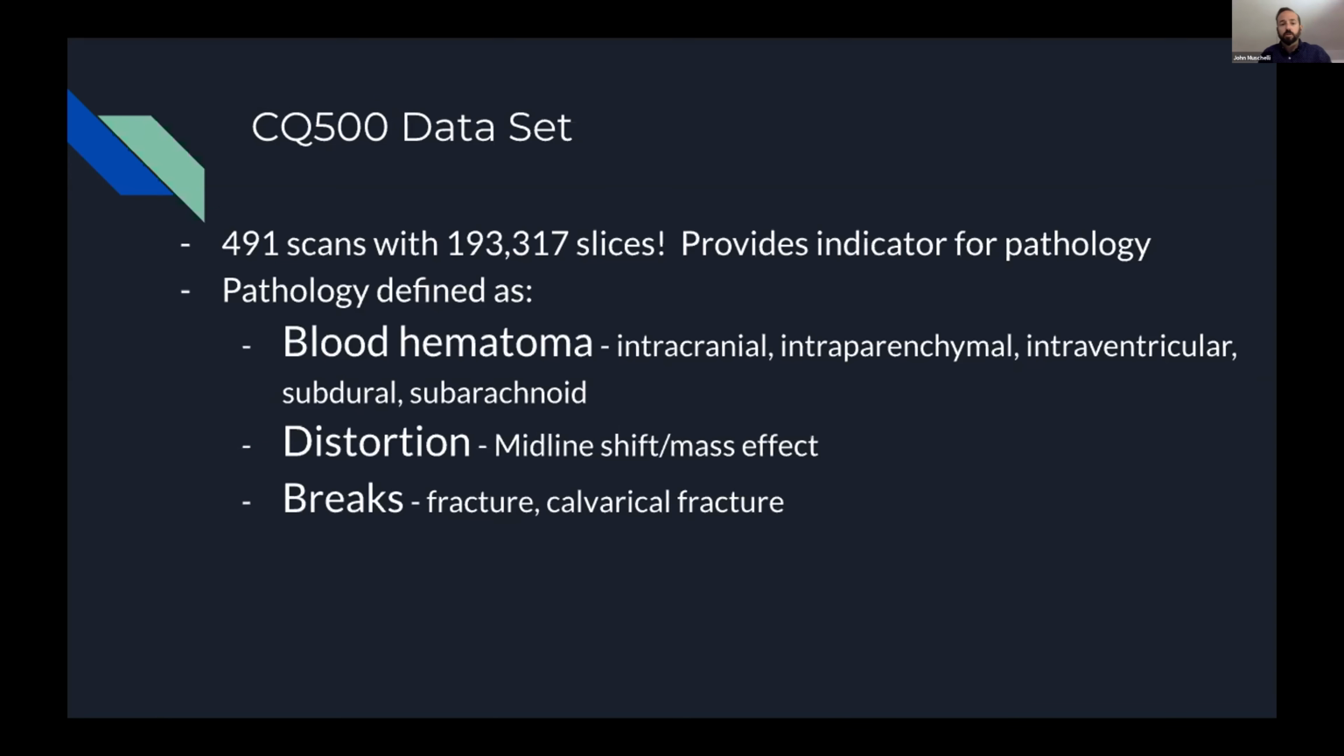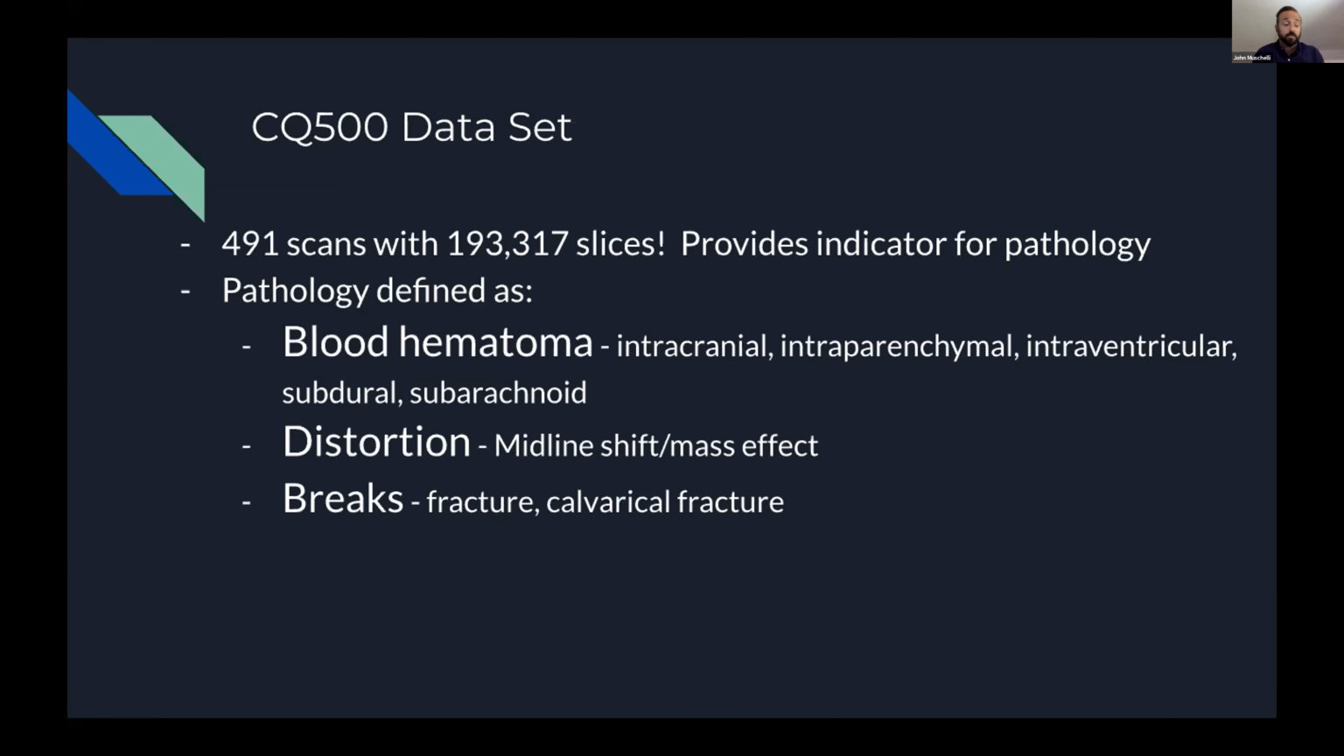It's 491 scans with 193,000 slices and an indicator for pathology. Really it's 491 subjects, and some of them can have multiple scans, but they have just one session. So they have about 500 people, and an indicator saying, did this person have any blood or hematoma on their scan? Sometimes you'll have intraparenchymal, intraventricular, subdural, or subarachnoid hematomas. A lot of these can happen because of hypertension, things like that, but it's blood spilling out in the brain, as you saw in that one slide I showed you.